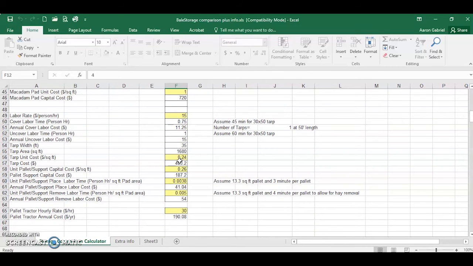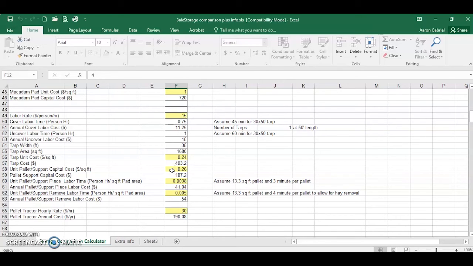And then in your bale storage, you may have labor for covering with a tarp. So in the yellow cell here, F49, you're going to put in your dollars per person per hour. This gives you some typical figures for the time it takes to cover a pile of hay with a tarp. It has your tarp width and area for the hay that you're going to be storing, the tons of hay that it's already calculated out, and your tarp cost. So you're going to put in that cost depending on what type and how expensive your tarp is.